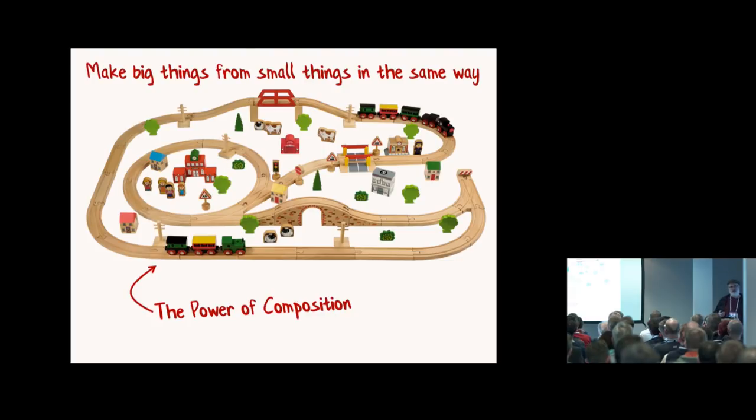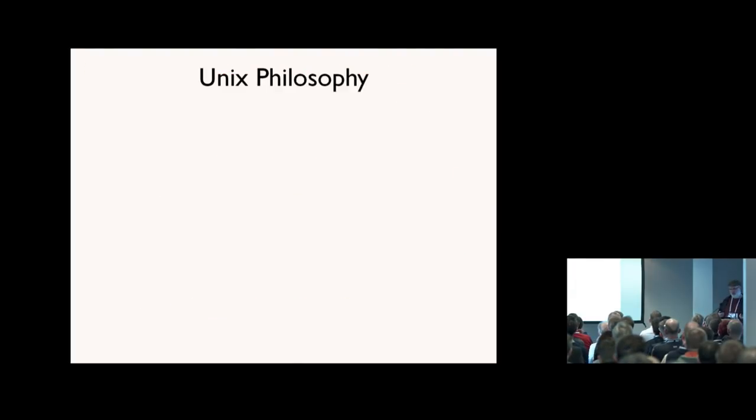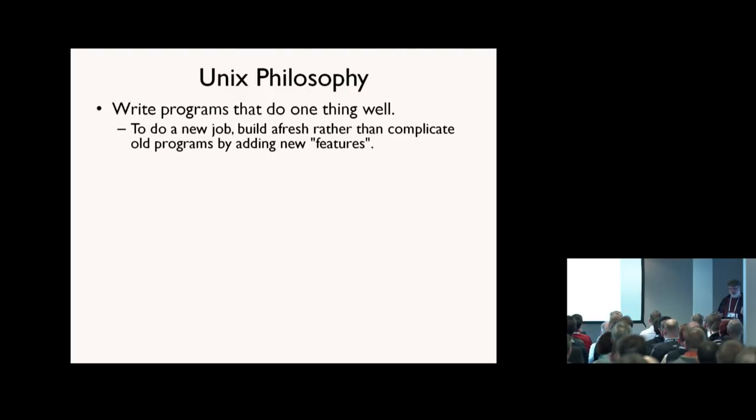All right, now let's talk about something that you probably have heard of, which is Unix philosophy. So I stole this from the Wikipedia page for Unix, so hopefully it's right, because I trust Wikipedia to be always 100% accurate. Number one, write programs that do one thing well. And if you want to do a new thing, you build a new piece. You don't complicate old things by adding new features. You build a new piece. You don't modify old code.